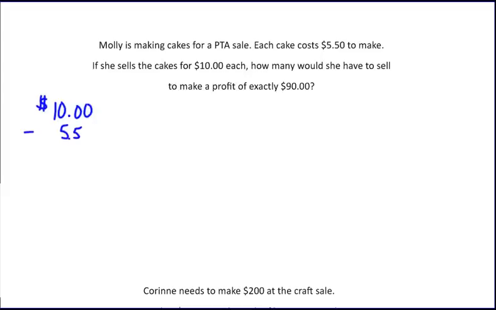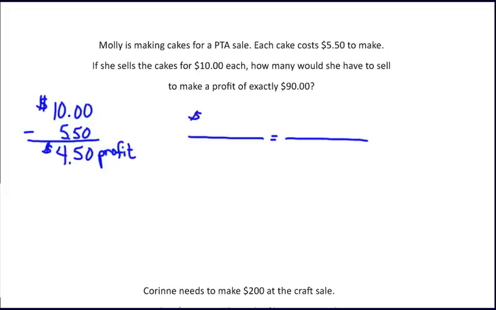It costs her $5.50 to make each cake. She hopes to sell them for $10. That means that she could make a $4.50 profit on one cake. So to find out how many cakes she would need to sell to make a profit of exactly $90, let's do a proportion.